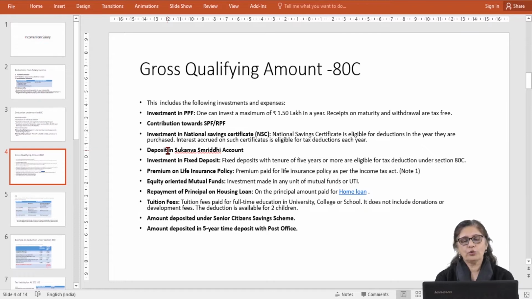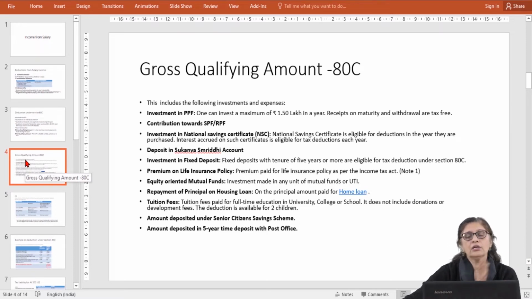So, interest accumulated on NSCs purchased in earlier years, depending on the year for which you are calculating interest, first year, second year, third year or fourth year, that also becomes eligible for 80C.